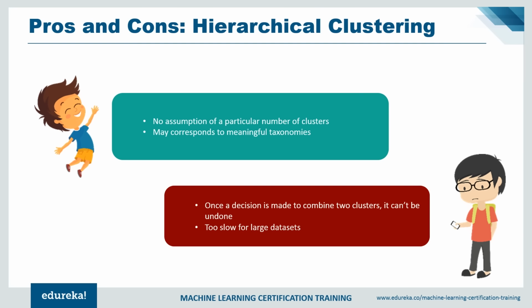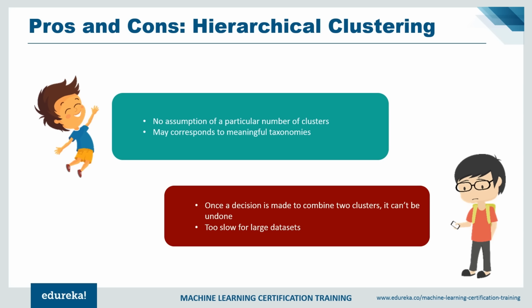Now again, hierarchical clustering also has some pros and cons. In the pros, no assumption of a particular number of clusters is required, and it may correspond to meaningful taxonomies. Whereas if we talk about the cons, once a decision is made to combine two clusters, it cannot be undone. And one of the major disadvantages of hierarchical clustering is that it becomes very slow for very, very large data sets. And nowadays, I think every industry is using and collecting large amounts of data. So hierarchical clustering is not the apt or the best method someone might need to go for.